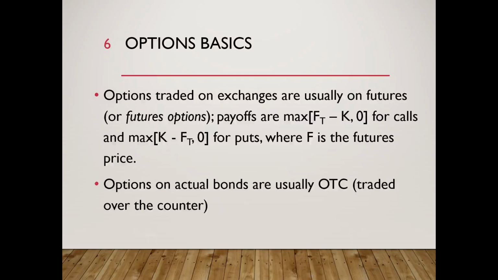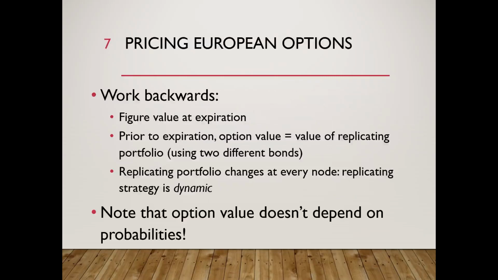Options are usually traded on futures, so they're called futures options. These are the ones traded on the exchanges. The payoffs are then defined with the future price of the bond or the underlying, both for calls and puts. Normally, options on actual bonds are usually OTC, that means over the counter, so there's not an exchange market for them. How do you price European options?